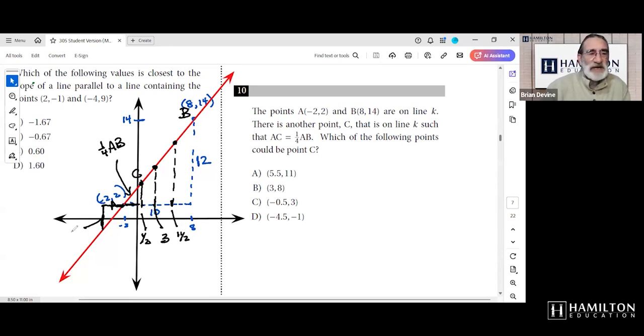And so that would put me at -4.5, and that would put me at -1, and that point is on there. And this length here from A to that C, I'll call this C prime right now, that is now 1/4 of what AB would be. So D is your answer.